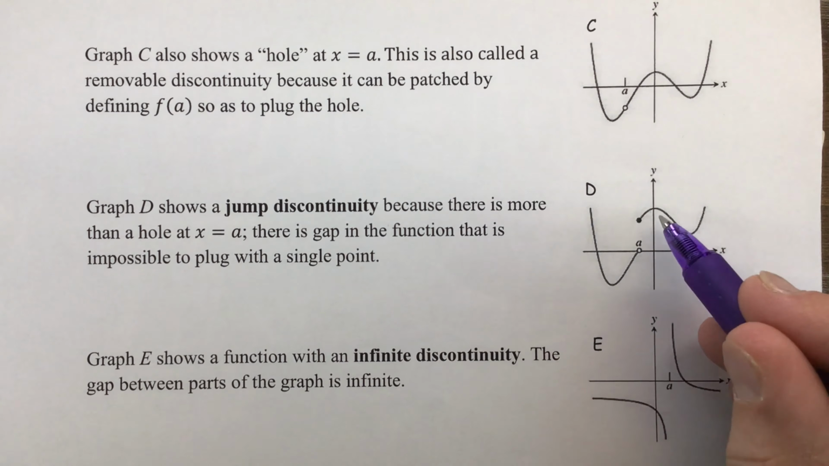Instead of having some sort of a hole or just a little jump, we actually have an asymptote. We have a vertical asymptote here. On the left side of the graph, as it approaches the asymptote, it heads in a down direction forever. On the right, as it approaches that asymptote, it moves in an up direction forever. So the gap between these is infinite in size. So we refer to it as an infinite discontinuity.